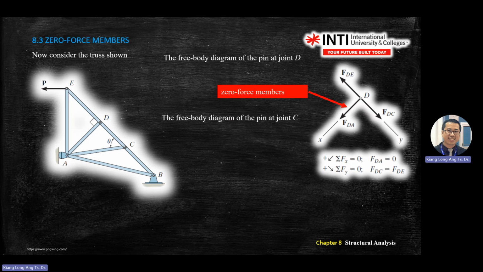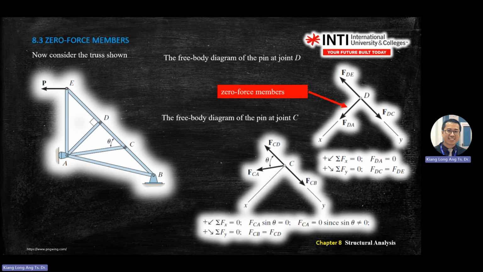FDA is a zero force member, but DC and DE still have value. Once you find the force equals 0, that is a zero force member. But there's a value for DC and DE. Then you look at joint C.